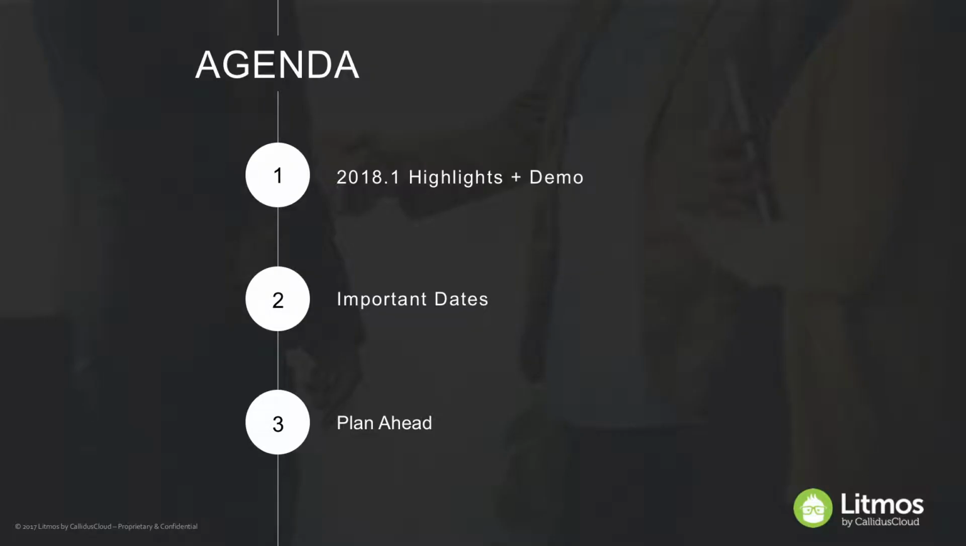Quickly, just the agenda for the next 30 minutes or so. Start with just quickly going over the highlights in our 2018.1 release, followed by a demo of some of the cool new features that we've added, and then moving on to important dates around the release, when customer access begins, as well as the release date. And then lastly, we'll wrap up with highlighting what's next with Litmus Training Apps.